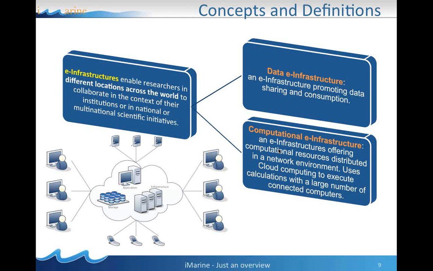One is a data infrastructure that is mainly about promotion of data sharing and consumption. And then there is another one that is a computational infrastructure, mainly an infrastructure where big amounts of computational resources are offered to process large data sets. In any case, an infrastructure is mainly a platform where users can exploit those resources. And even if it is big, it's intended to be just one infrastructure across one administrative domain, managing a common set of policies.